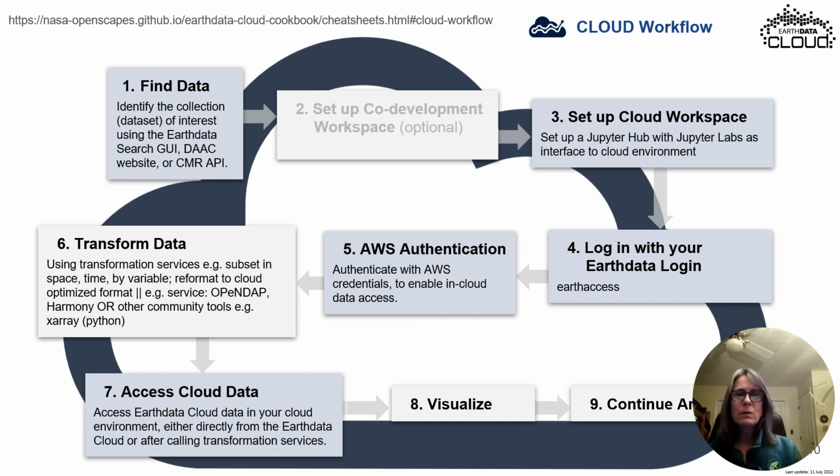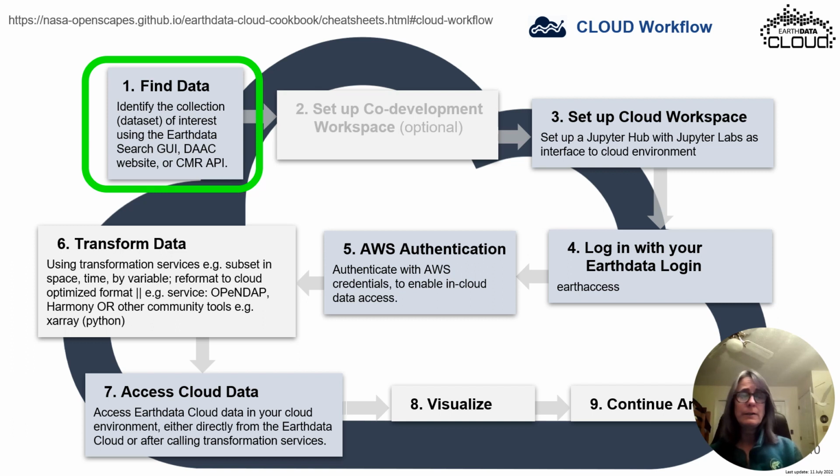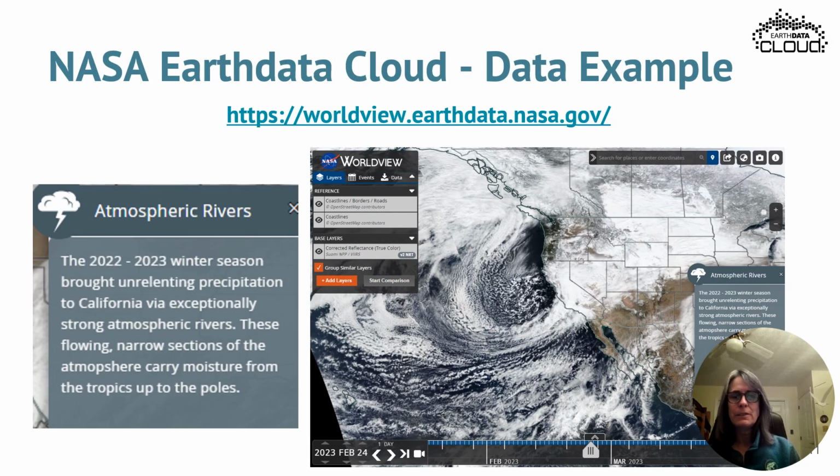So this is a little cloud workflow that I borrowed from the NASA OpenScapes area. I simplified it a little bit, but I think it helps to think about the workflow that you might use as you work in the cloud. So first of all, you have to find data, and this is not unique to working in the cloud. We talked about NASA having 10,000 plus data sets, and step one is figuring out which data you need.